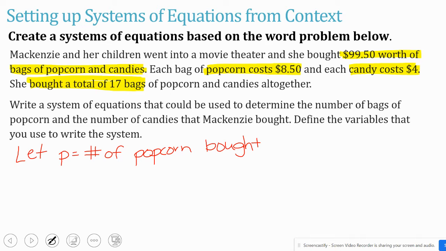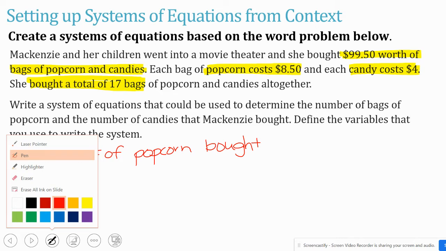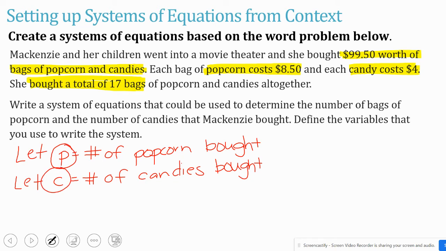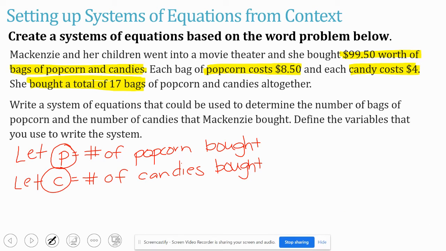children. Okay, and then the other thing we're talking about here is candy. So I'm going to say let C equal the number of candies bought. Okay, so this is really important. These are our two variables that should show up in both of the equations that we're going to write for this scenario here.